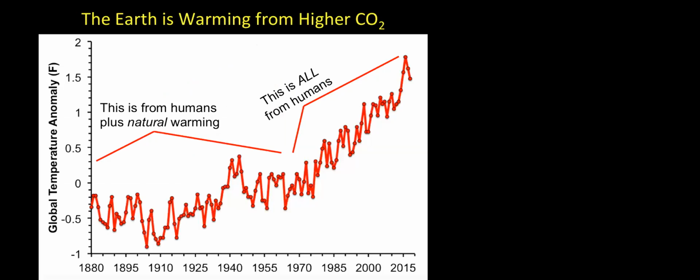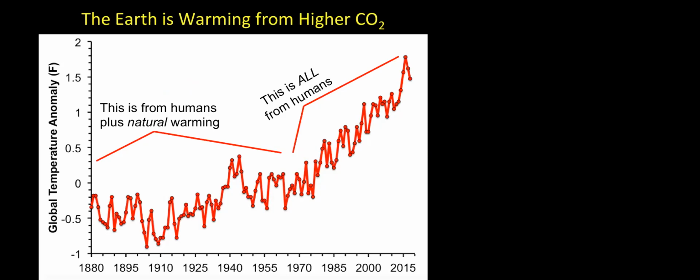So I'm very comfortable adding this to this temperature plot, that the warming that we saw from 1880 up until 1955, maybe 1960, was from a combination of natural warming as we came out of a period called the Little Ice Age, plus some warming from human CO2. But the warming that we've seen since 1960 is all from human activities. Not all from CO2, some of it's from methane, some of it's from changing land cover and other human activities, but that is all from human activities.